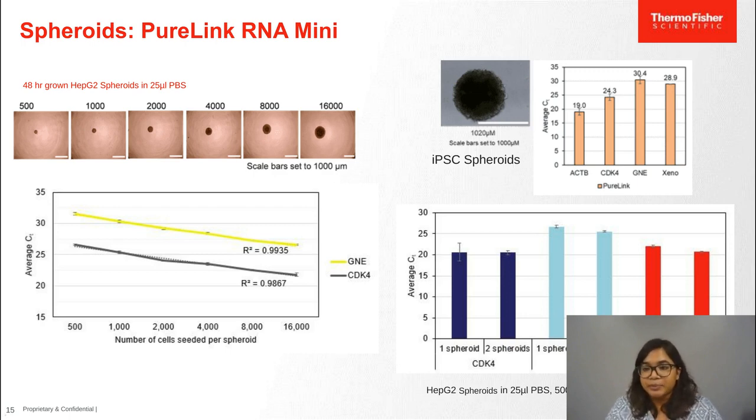Looking at the bottom graph, we compared the extractions of 1 and 2 spheroids. So we wanted to see if there was linear recovery. And you can see that there is about a CT shift downwards for 2 spheroids, and that also indicates linearity.